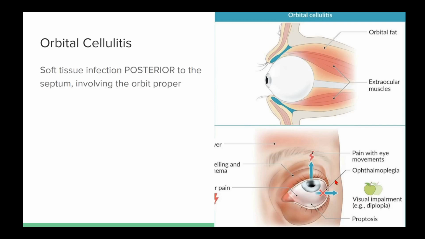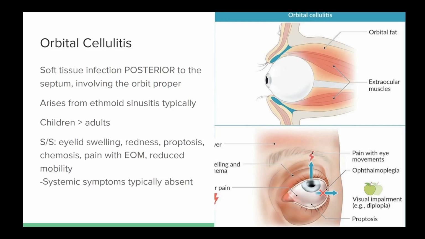Orbital cellulitis is a progression of this disease spectrum into the orbit, okay? So now you have a soft tissue infection posterior to the septum, which again is illustrated here. It arises from the sinuses, typically, especially the ethmoid sinus, more common in children. And then these patients are a little bit sicker, right? Their eyelids are swollen, red. They have some proptosis, meaning the eye is being pushed out of the orbit from the swelling. They have chemosis. It hurts to look around because of the swelling of the extraocular muscles. And subsequently, they can have reduced mobility, okay? They typically do not have systemic symptoms unless there's something else going on.